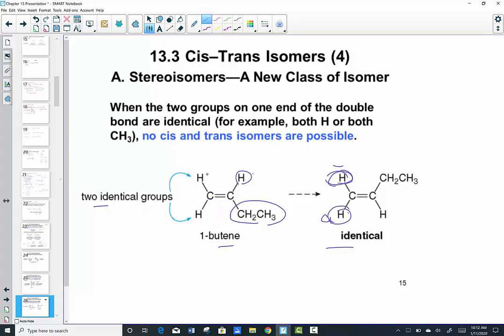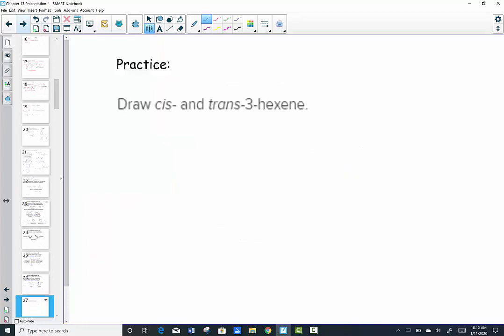Let's practice. Let's draw the cis-trans isomers of 3-hexene. So let's start by sketching what that is going to look like. I have 1, 2, 3, 4, 5, 6. 1, 2, 3, 4, 5, 6. And between carbon 3 and 4 is a double bond. I'm just getting my feet wet with what I'm going to sketch here.